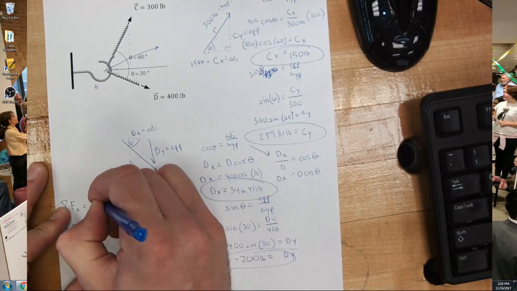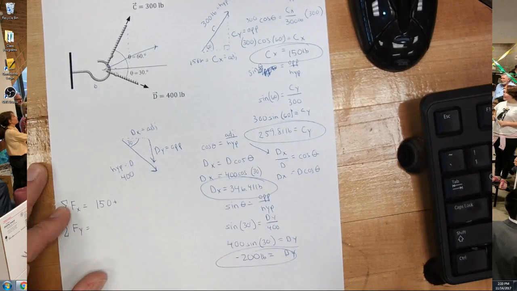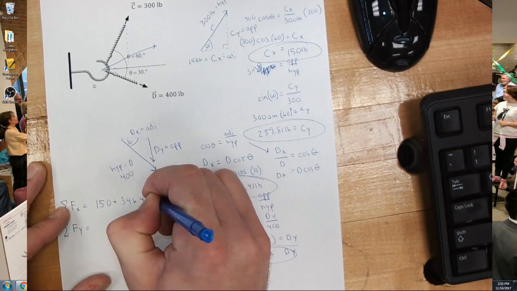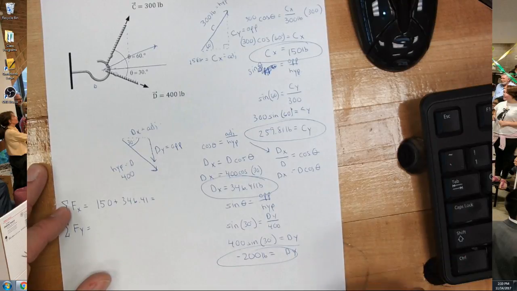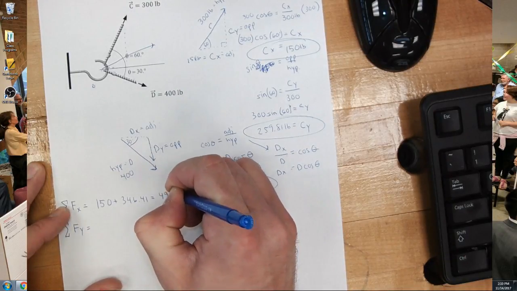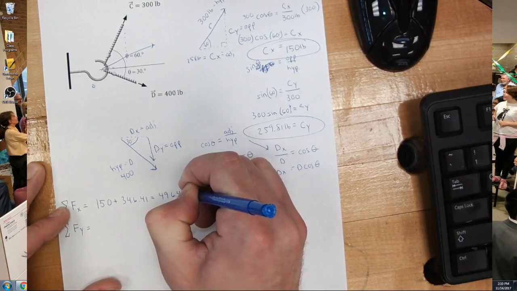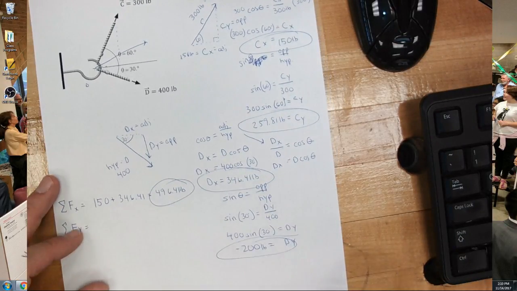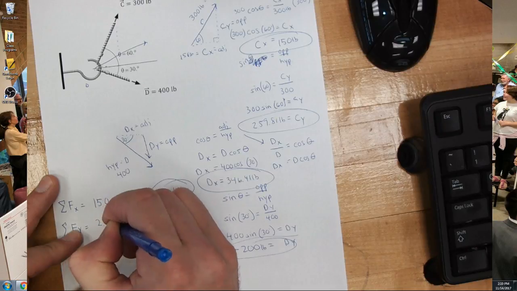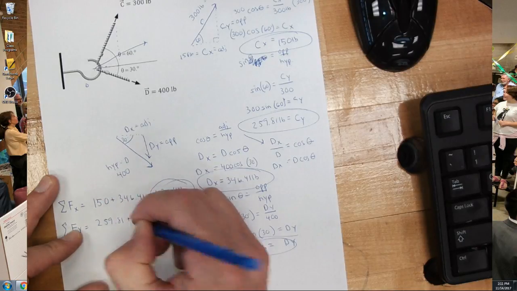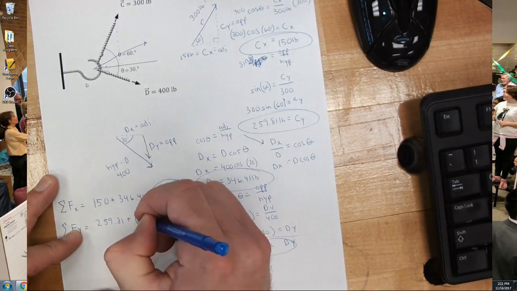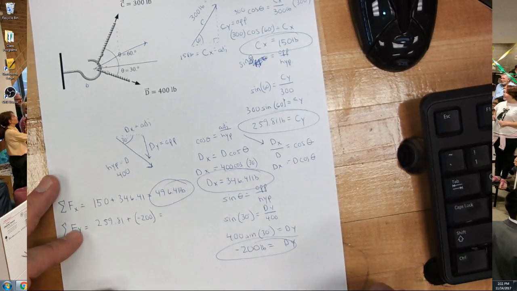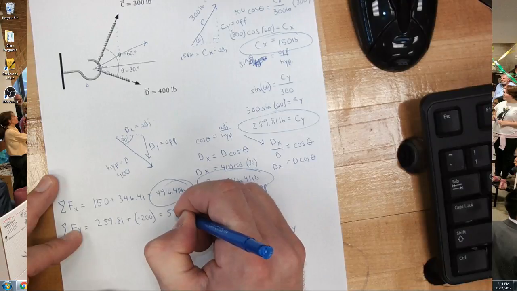So in this case, I'm going to take all my x's. I have a positive 150, I have a positive 346.41, which gives me 496.41 pounds. Okay? My y's in this case, I have 259.81 plus my other y, which is a negative 200, which gives me the difference of 59.81.